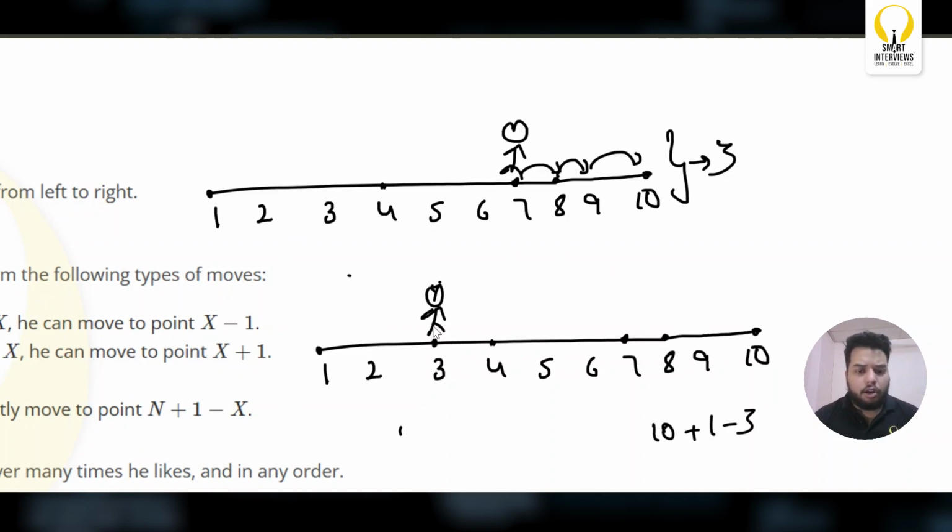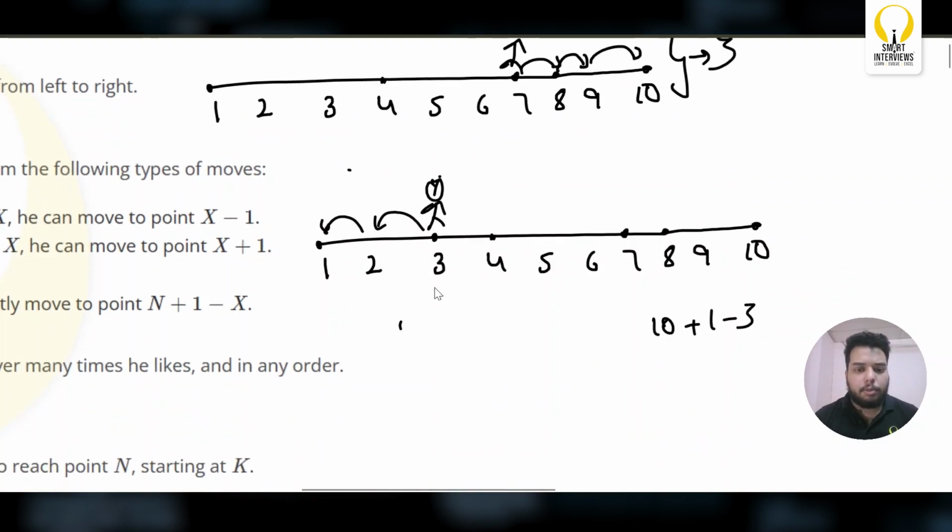Or I can do the same operation like one step left, one step left, and if I mirror it, I am going to be at 10. So that means the number of steps to reach 1, plus 1 for mirroring. The number of steps to reach 1 from 3 is 2, and plus 1 for mirroring. So in this case also the output is 3.